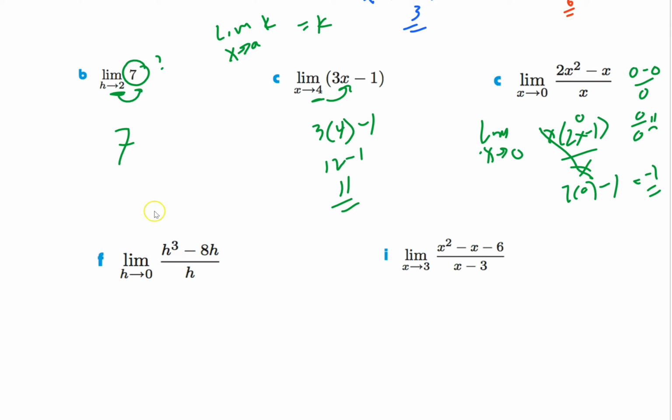Get down here. Oh, shoot. They have an h there. Not scared. It's the exact same as an x. Do the exact same stuff. Plug in the 0. See if it works. Plug in the limit. Again, I get 0 over 0. So I have to work on it a little bit. Same rules apply. They both have an h. Factor out the h.